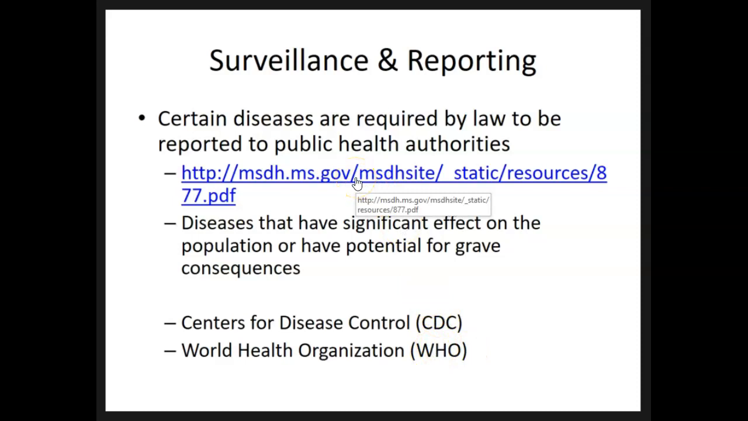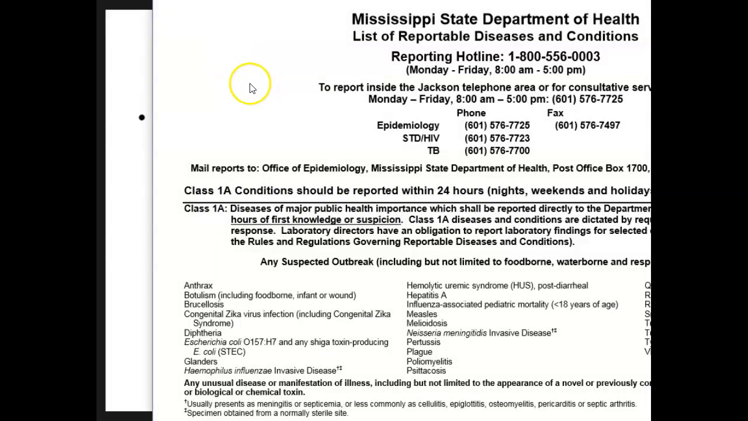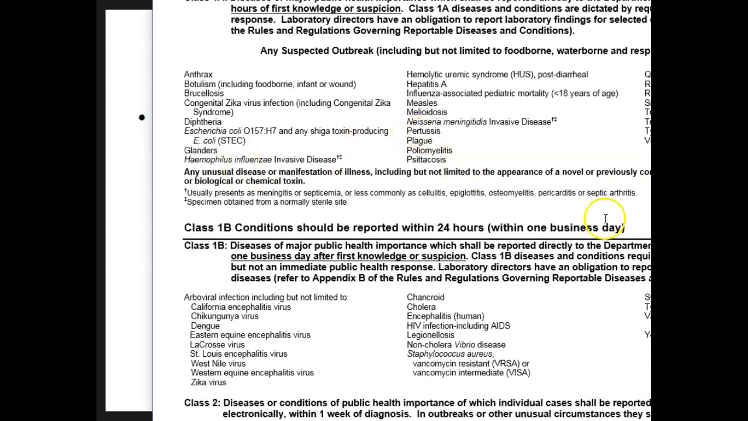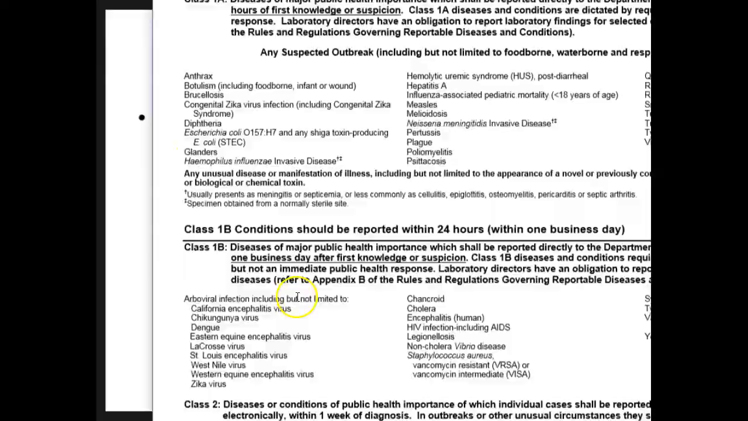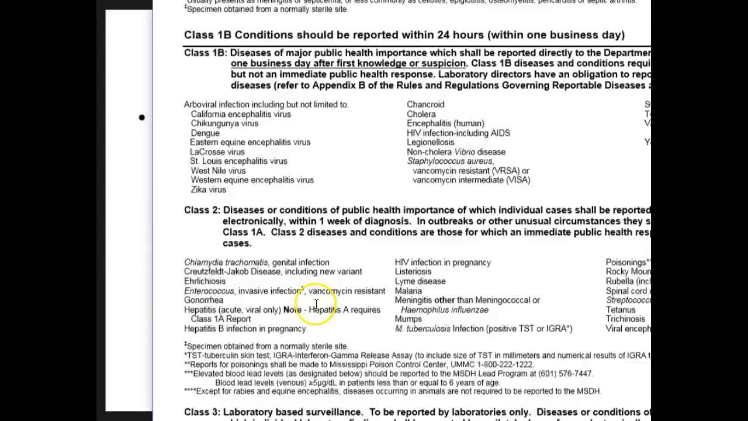So I want to show you this link to the website here. And this is the whole long list of diseases. There's anthrax, botulism, brucellosis, measles, pertussis. There's so many. So here's the list that would be reported to the State Board of Health.